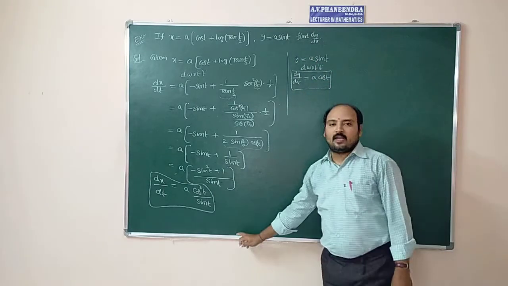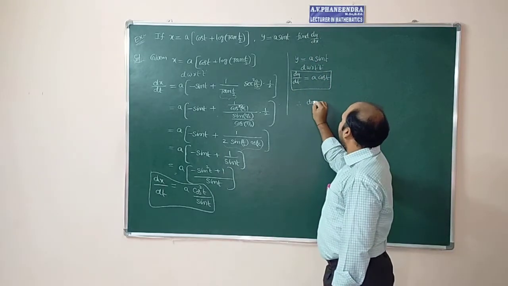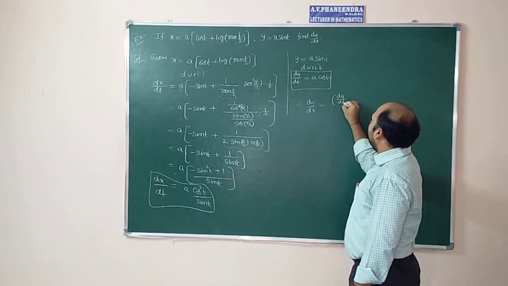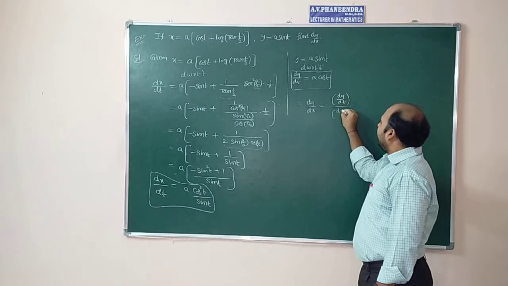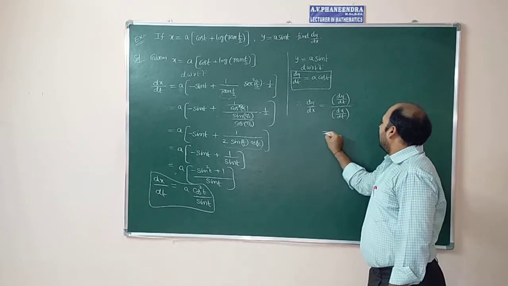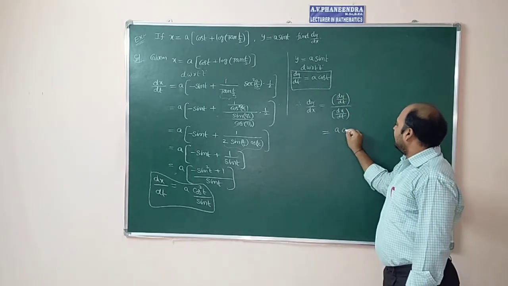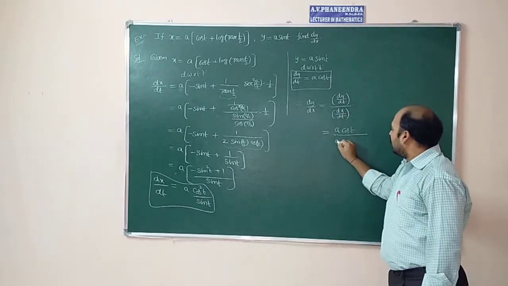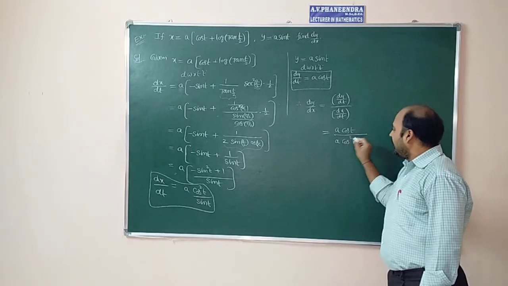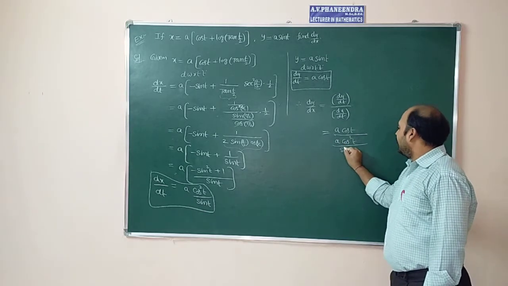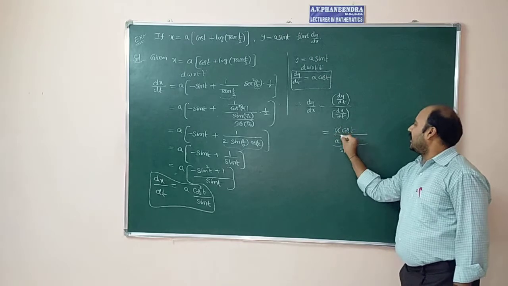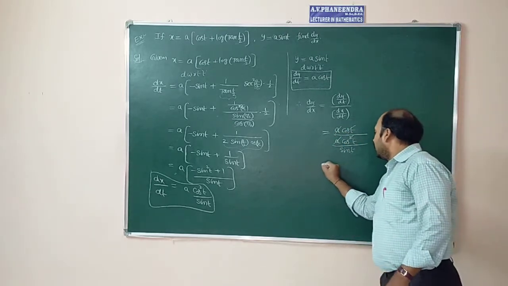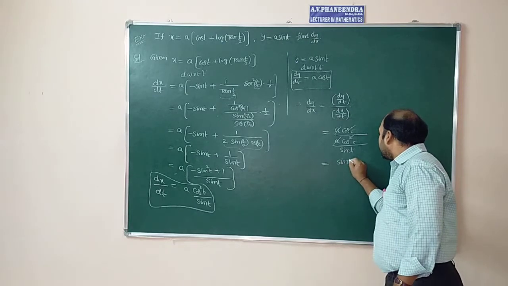After getting these two values, therefore dy by dx is equal to dy by dt whole divided by dx by dt. Dy by dt, a cos t, whole divided by dx by dt, this value a into cos square t divided by sin t. So a gets cancelled, one of the cos t gets cancelled. It is a denominator of denominator, it will become numerator. Therefore, sin t divided by cos t.